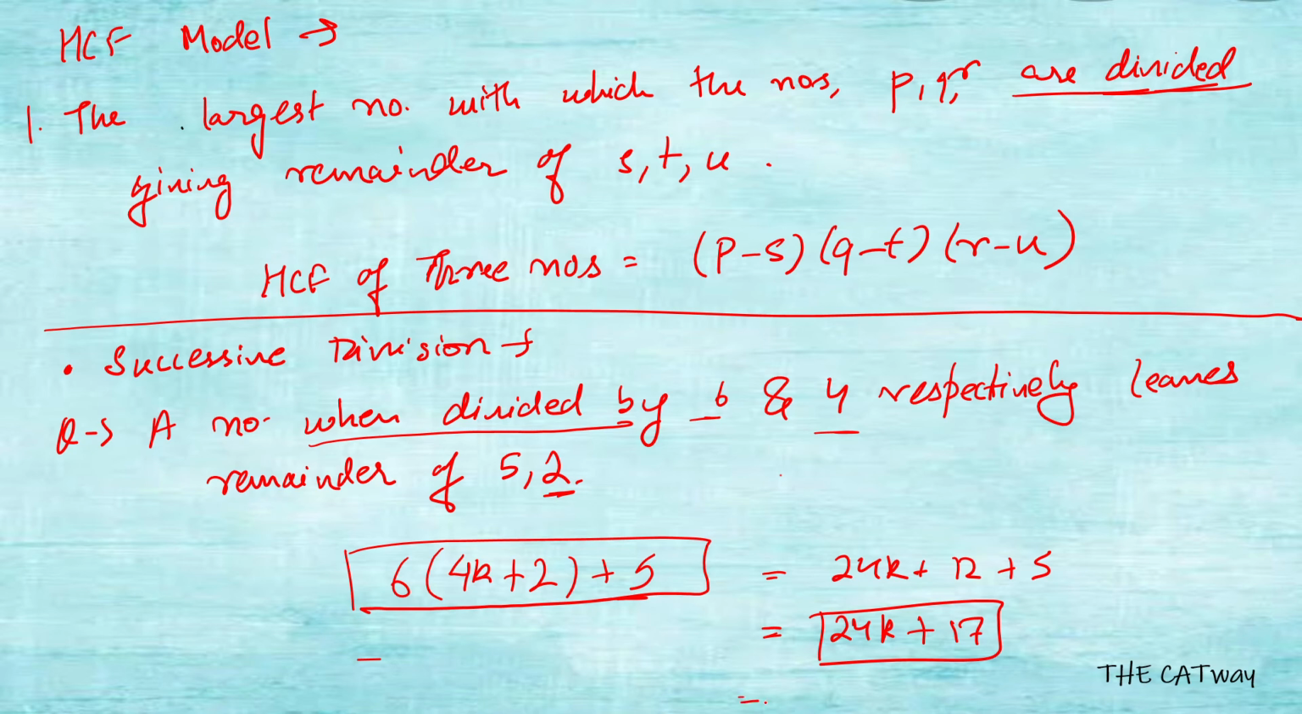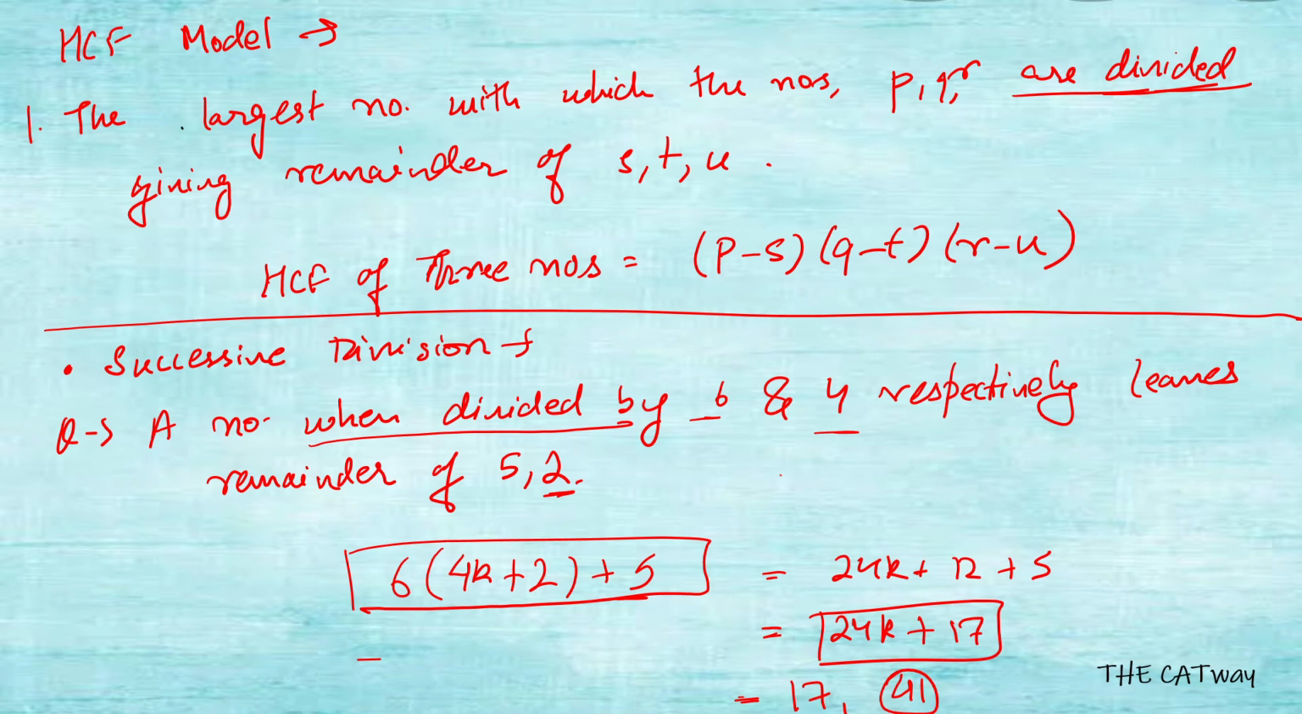In some places, whatever is given in the question, we take. In some places it will be given k is equal to 0, then your answer will be 17. If k is equal to 1, then your answer will be 24 plus 17, which is 41.